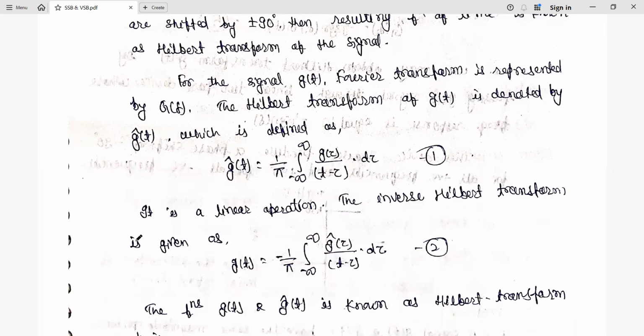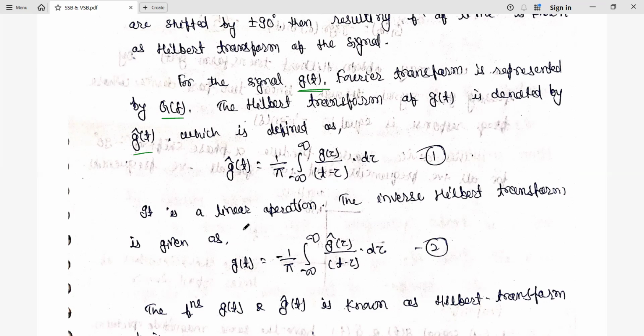Now here we are trying to obtain the Hilbert transform pair. Some signal is taken as g of t, and if you represent it in the Fourier transform, you know that value is capital G of f. Whereas the Hilbert transform of this signal g of t will be denoted by g cap of t. How are we going to define g cap of t? It is 1 by pi, integration over minus infinity to plus infinity of g of tau by t minus tau, d tau. Here g of tau is the function, and in the denominator we have t minus tau.